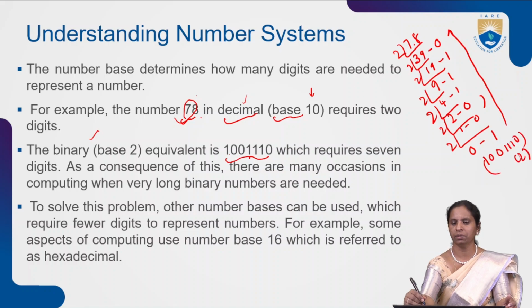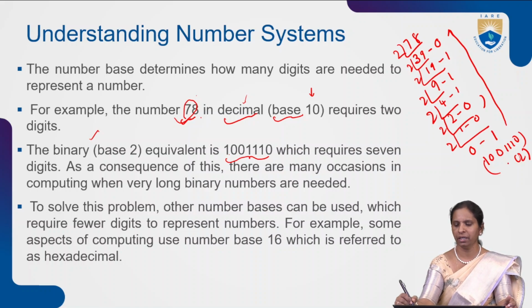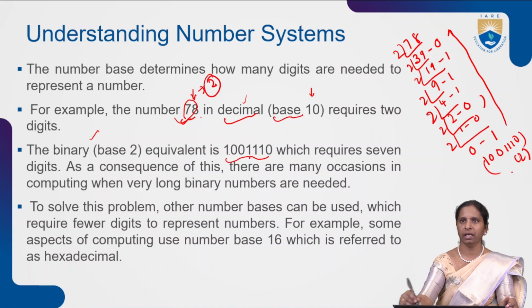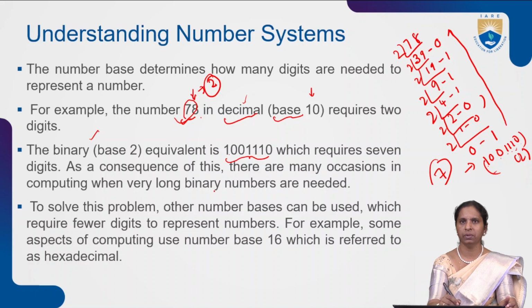So like that, you convert a number in the decimal number system into the binary number system. And if you observe here, the same number 78 in the decimal number system requires only 2 digits, whereas to represent the same value in the binary number system, how many digits are required? 1, 2, 3, 4, 5, 6, 7. It means it requires 7 digits. So what is happening here? For large numbers, very long binary numbers are needed to represent the numbers from decimal to binary.